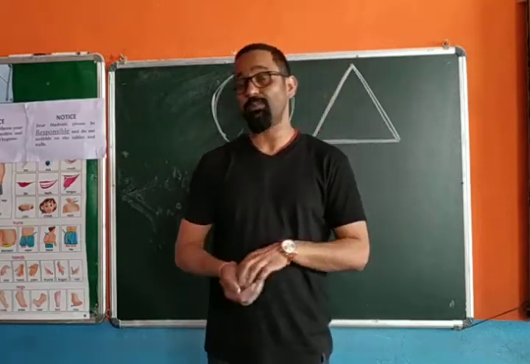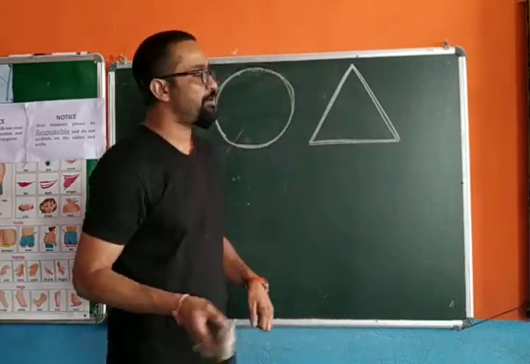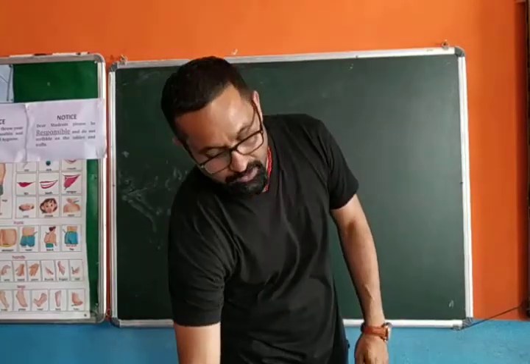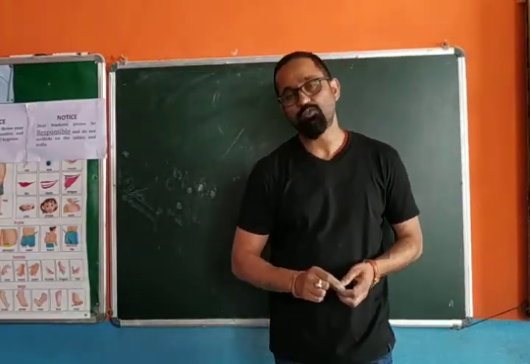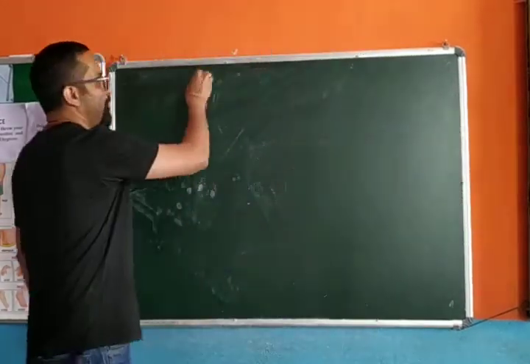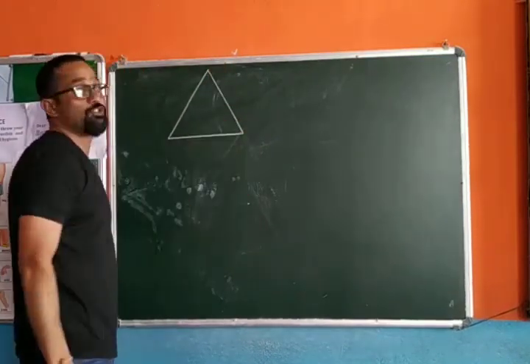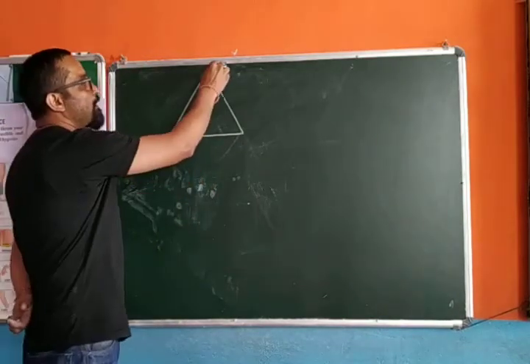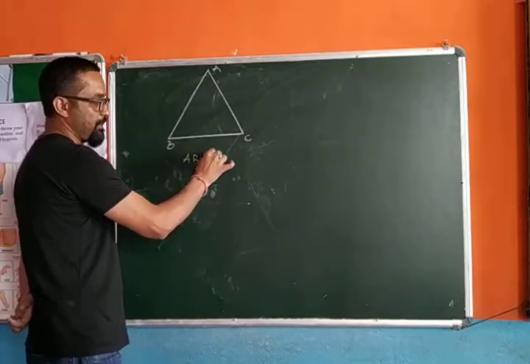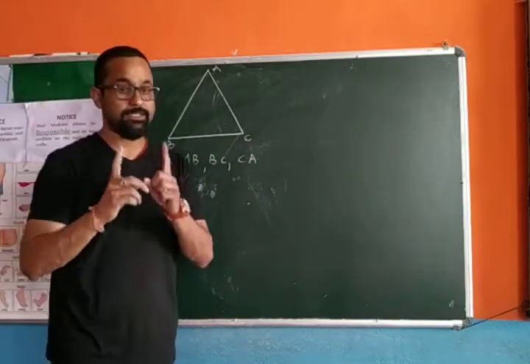Now let's discuss closed figures. The first closed figure is the triangle. A triangle is a plane closed figure bounded by three line segments. A closed figure bounded by three line segments is called a triangle. A triangle has three straight lines, AB, BC and CA. Three line segments.